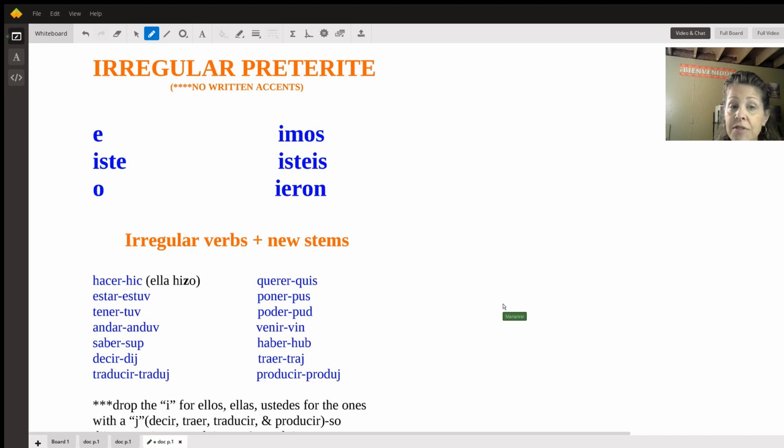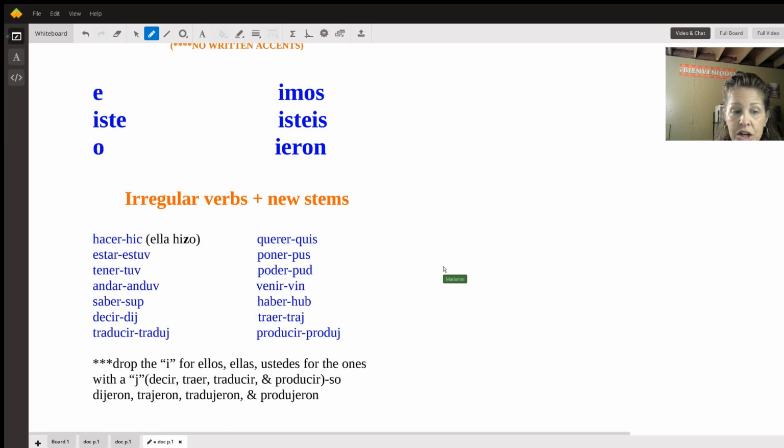Now, when you think of this as a family of irregular verbs, notice down here the list. The very first family trait, as it were, that these verbs all have is that before you can attach the conjugation ending from the chart, each of these verbs gets a brand new stem.